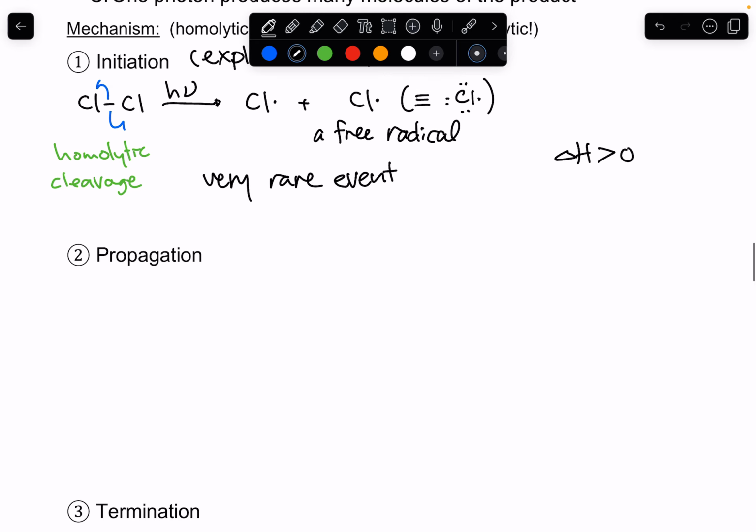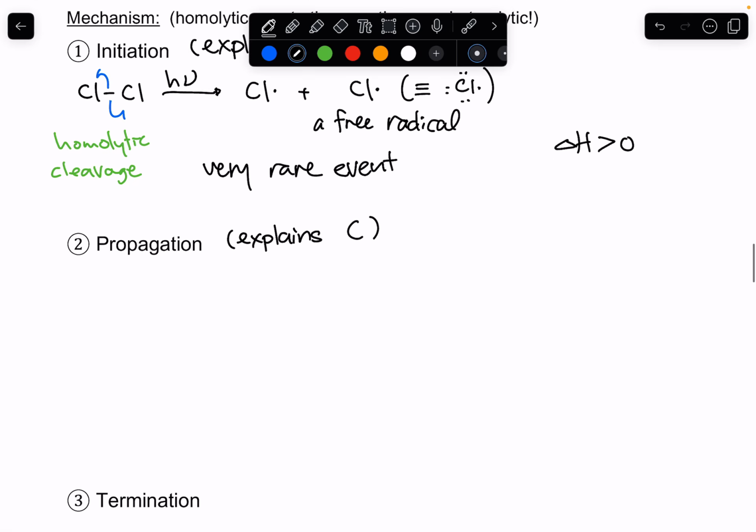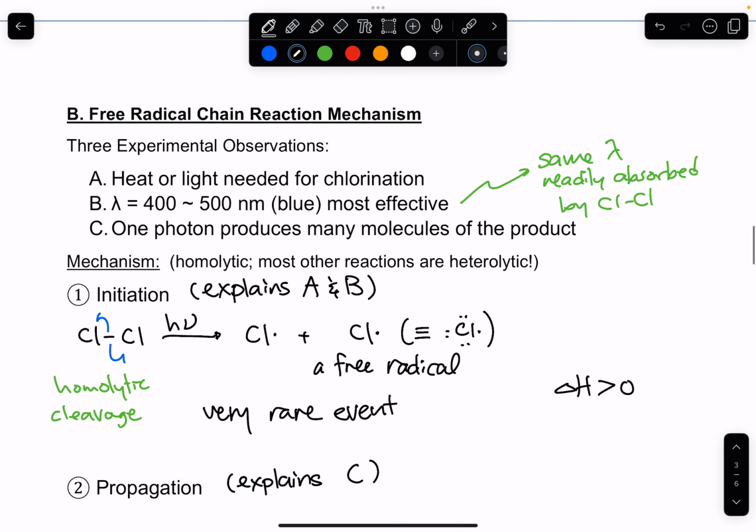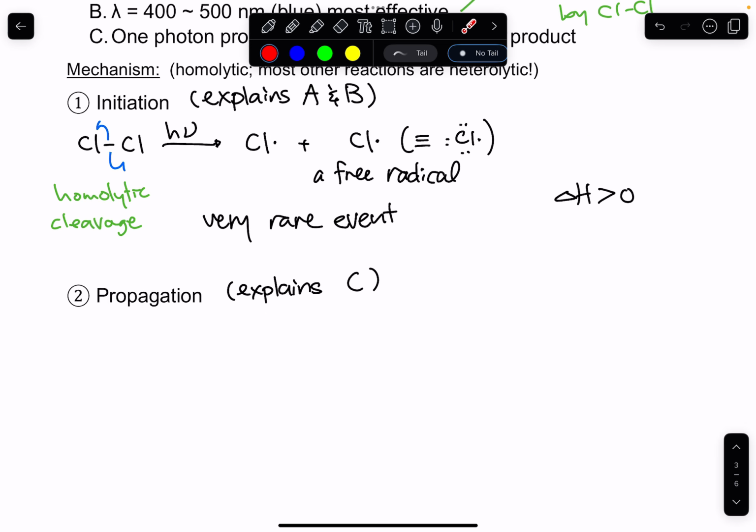And then to explain the observation C, there must be some sort of propagation step. That means when you go through this reaction mechanism, in the end, we need to be left with yet another new radical species so that the reaction just cannot end. It just has to keep going. With just the presence of one photon splitting one molecule of chlorine should be enough to convert a bunch of molecules. That's what this mechanism has to explain.